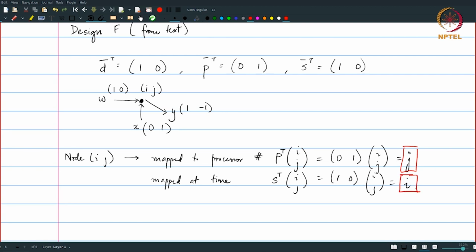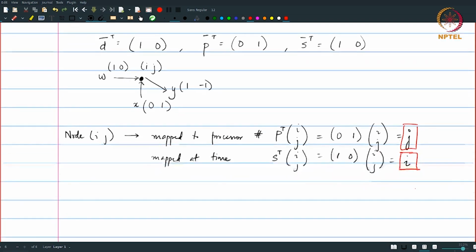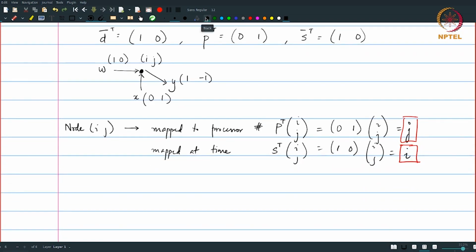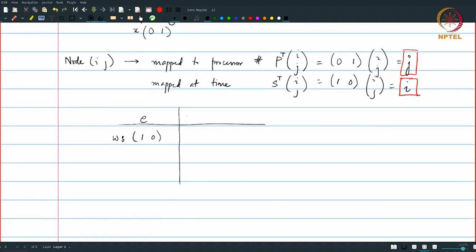Notice that i is the horizontal axis, j is the vertical axis. And let's see what that translates to in terms of what the hardware architecture looks like. Before we can construct the hardware architecture, there is one more thing we need to know, which is what each of these edges, the W, X, and Y edges, map to. We can just create a small table for that, which basically says this is the edge number. For the weights, the edge was 1, 0. The P transpose E that it corresponds to essentially is P transpose 0, 1 into 1, 0, which gives us the value 0. And the S transpose E is, in this case, S transpose being 1, 0 and W also being 1, 0, the dot product between the two becomes 1.